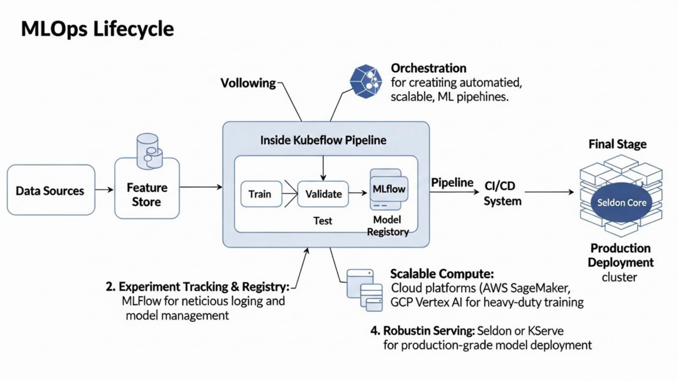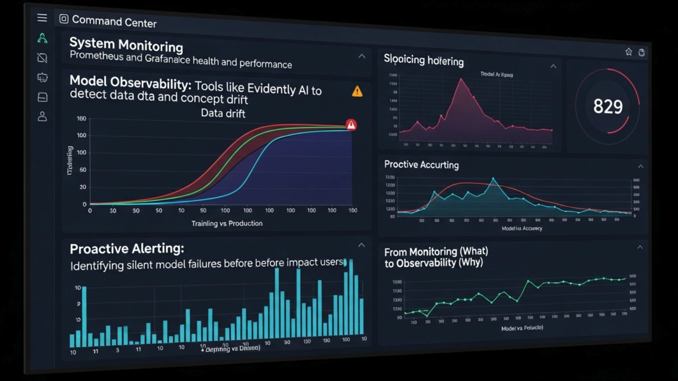For actual compute, I leverage cloud platforms like AWS SageMaker or Google's Vertex AI. They provide the on-demand GPUs and distributed training infrastructure that would be impractical to maintain in-house. Finally, for serving the model as an API, I rely on frameworks like Seldon Core or KServe, which handle challenges like traffic splitting for A/B testing, canary deployments, and explainability right out of the box. This stack transforms a model from a file on a laptop into a scalable, enterprise-grade service.